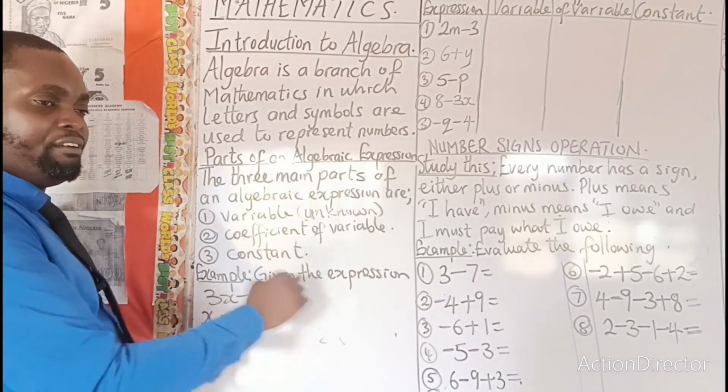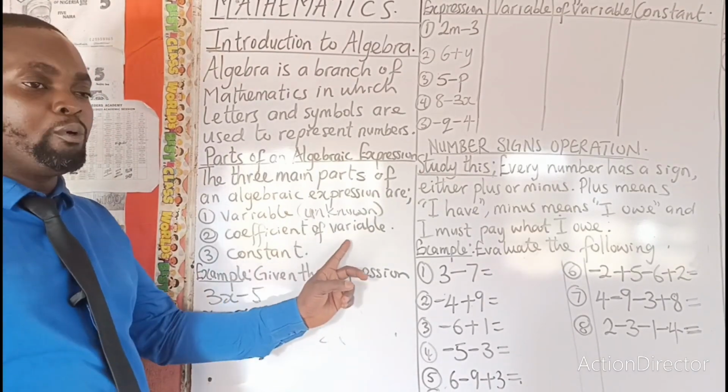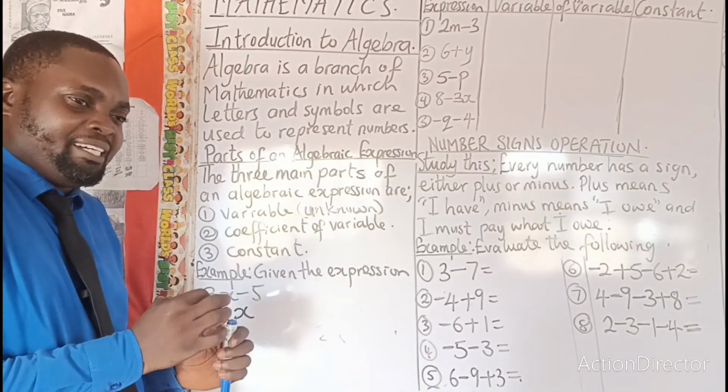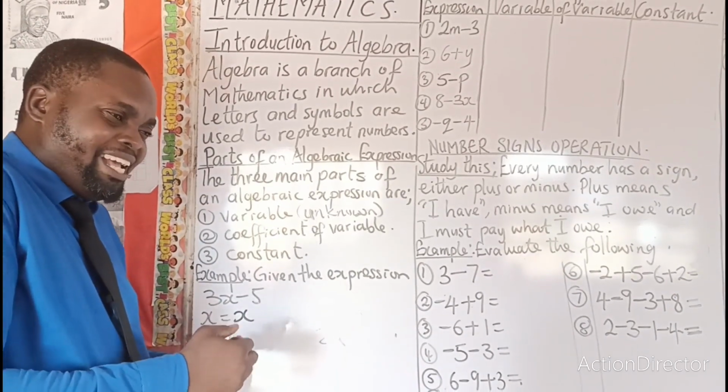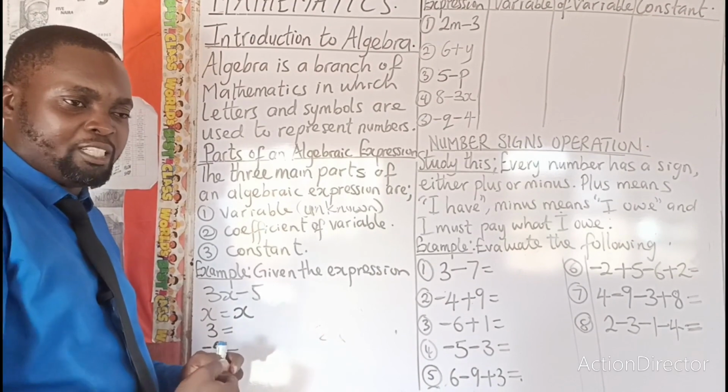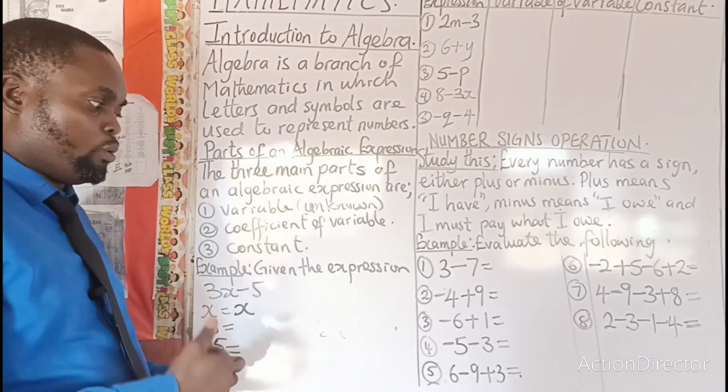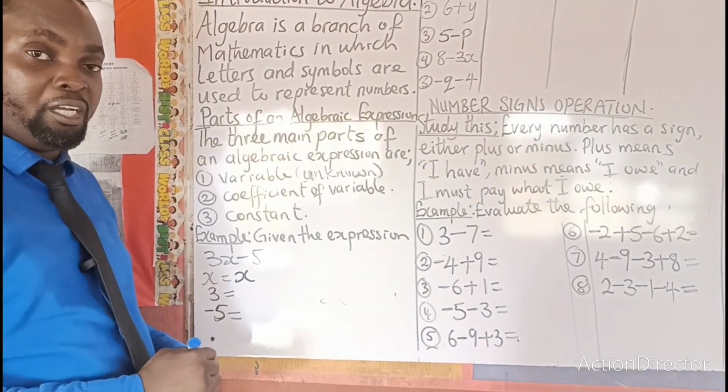Now the second one is what? Coefficient of the variable. What does coefficient of the variable mean? It means the number that is holding the variable. That means what number is actually exactly beside the variable that is holding the variable. That number is what we call our coefficient of the variable.